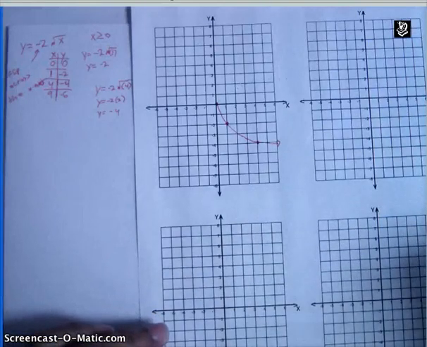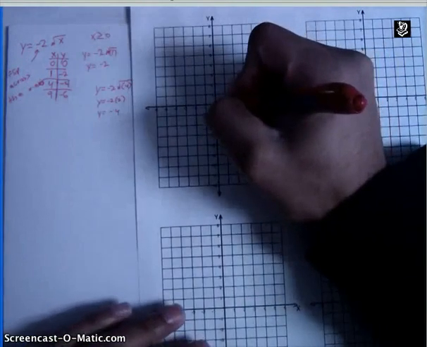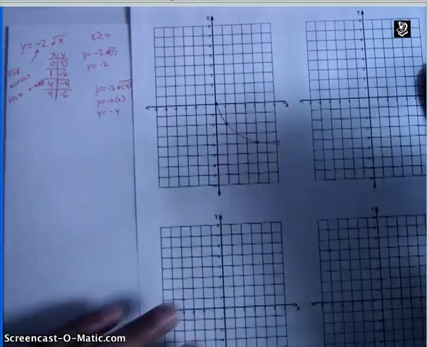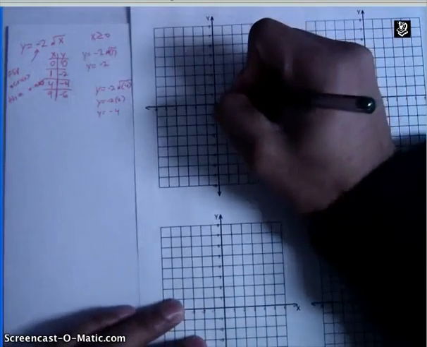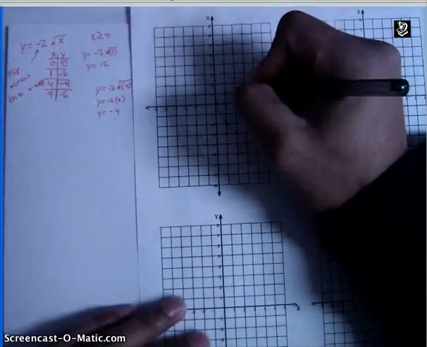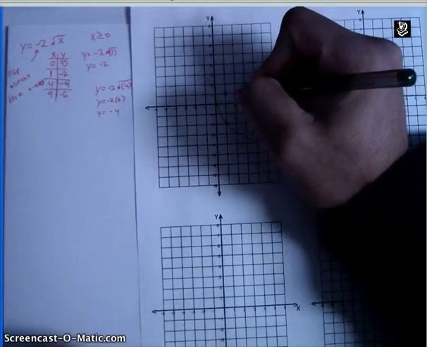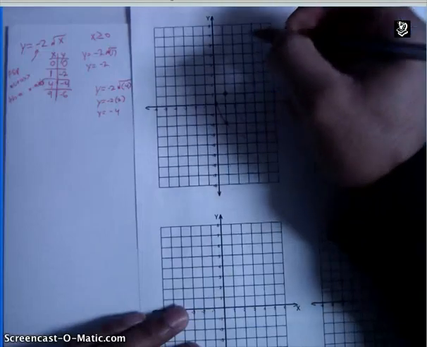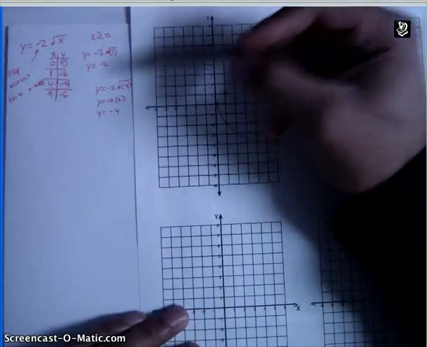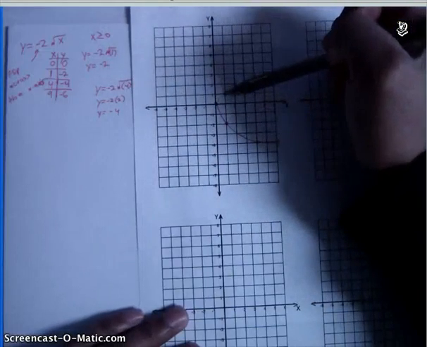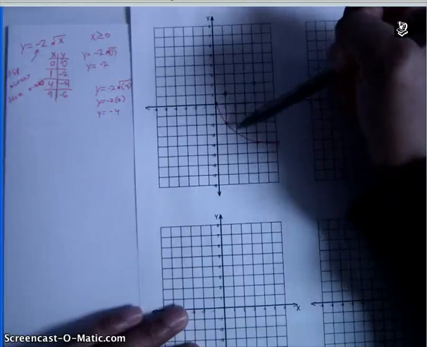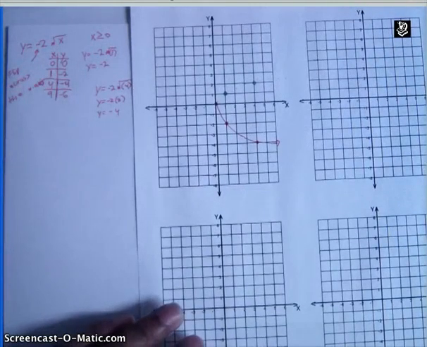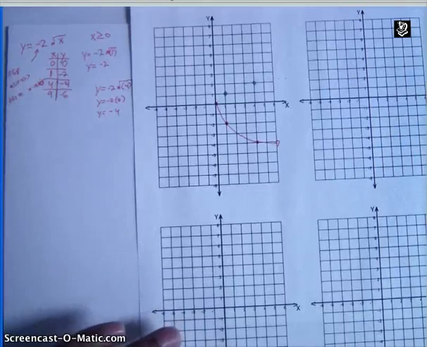Because our original one would be at 0, 0, and then our next point for the original would be at 1, 1, and then 4, 2. Well, notice here we're at 0, 0, but then we're at 1, -2, and then we're at 4, -4. So we're increasing more there.